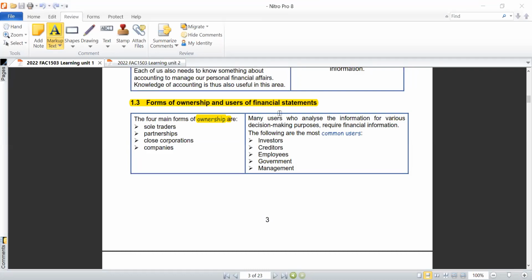All right, so welcome colleagues to part B of our lecture 1 in FAC 1503, this 2024 academic year, semester 1. So we were explaining in part A regarding the forms of ownership and the users of financial statements. Right, so forms of ownership, there are 4 main forms of business ownership, namely sole traders, partnerships, close corporations, and companies.